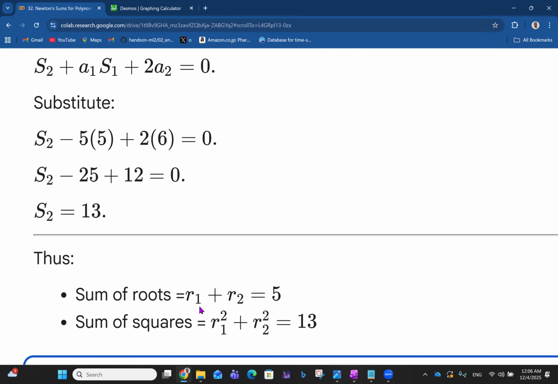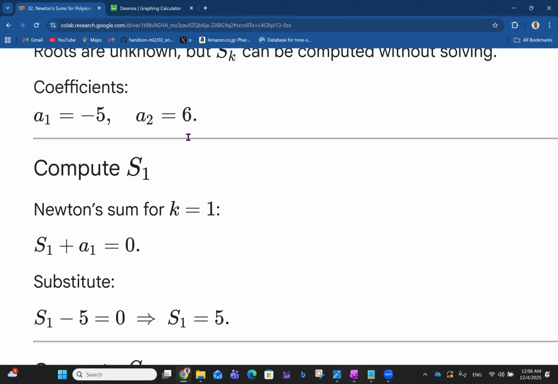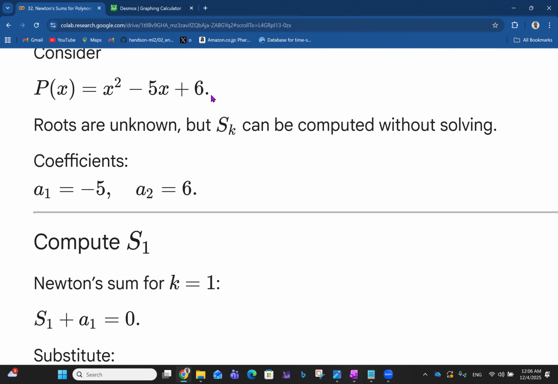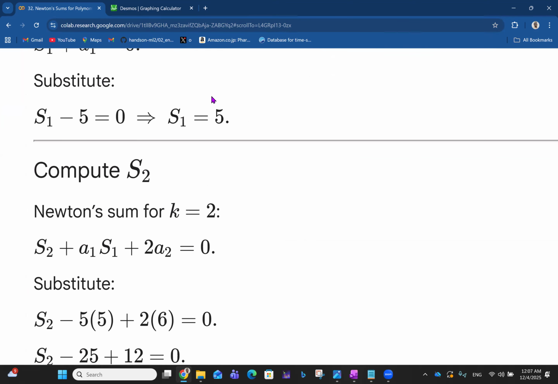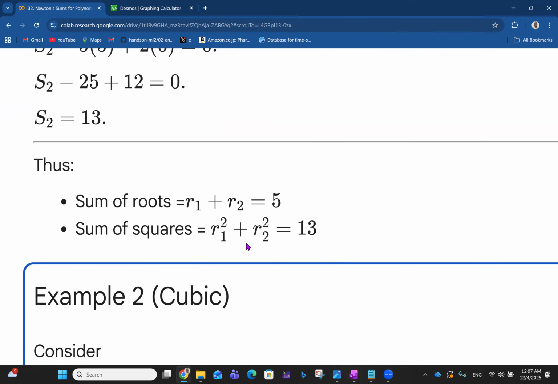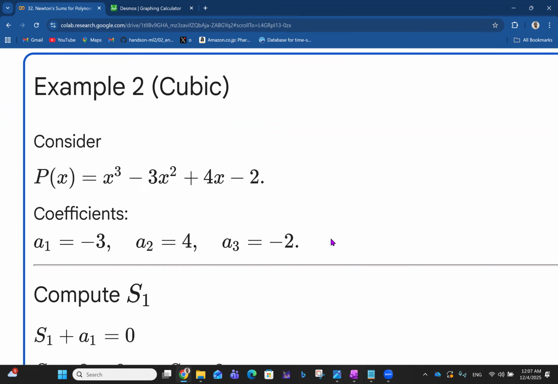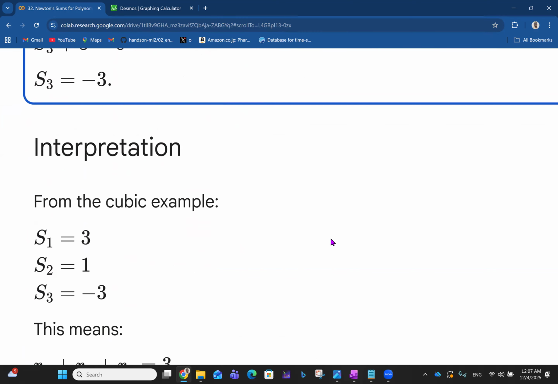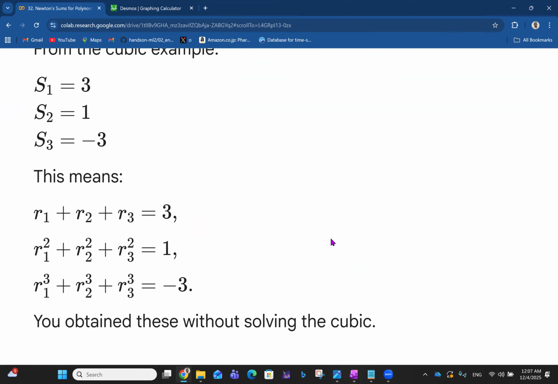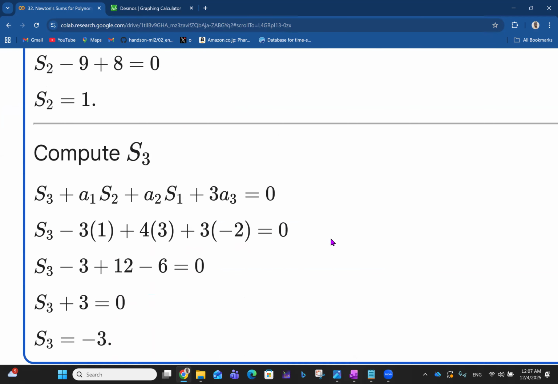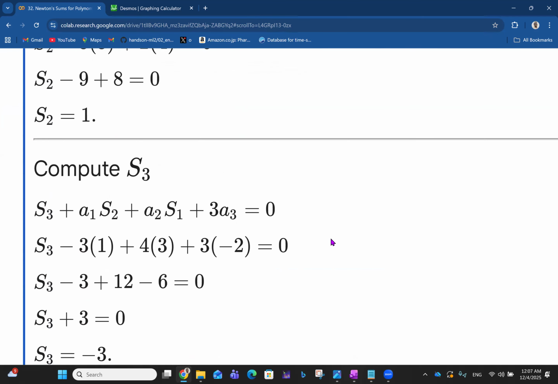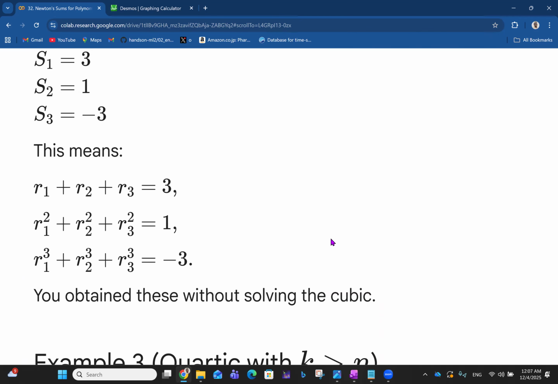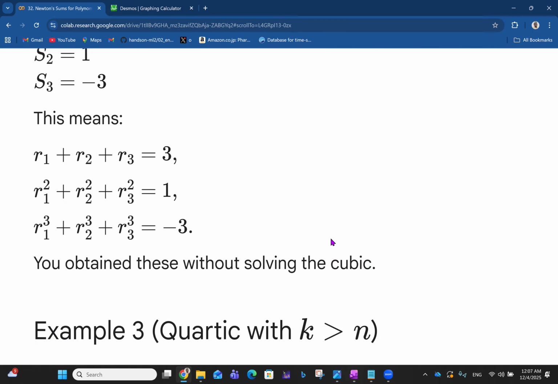So what we are simply saying is that, of course, thankfully we know the roots of x squared minus 5x plus 6. That'll be 2 and 3. So 2 plus 3 is 5. Then 2 squared is 4, 3 squared is 9. 4 plus 9 is 13. So that's what this whole Newton sums for polynomials is about. Sometimes you may not even be able to find the solutions, but you can definitely find the sum of the roots, the Newton sums of the roots.